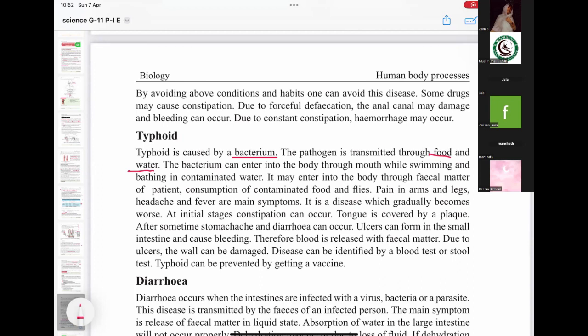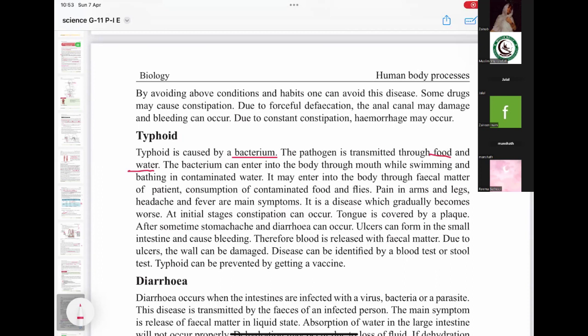It can gradually become worse, and if you look at your tongue, there will be a plaque. Stomach ache and diarrhea will be there, ulcers will form in the intestine, and it can cause bleeding, so you will be defecating with blood. These are the things you can see in typhoid. But typhoid can be prevented when you get a vaccine.